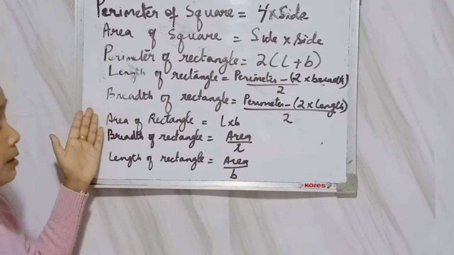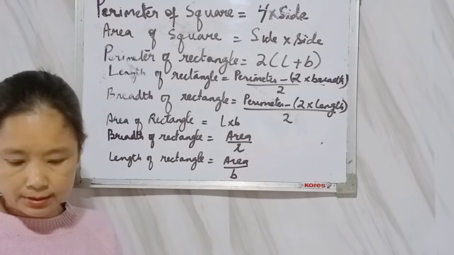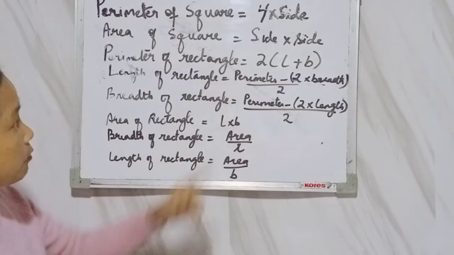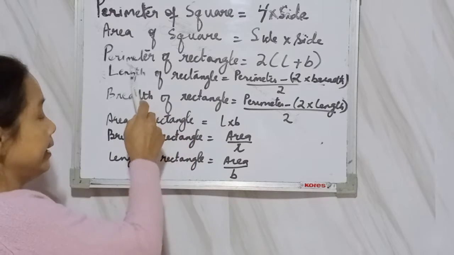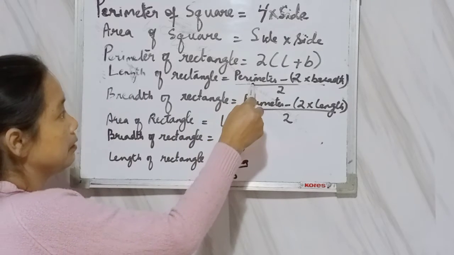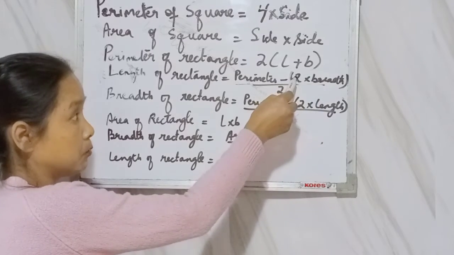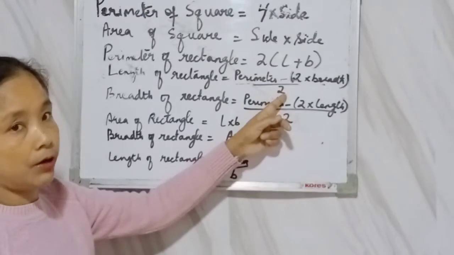So when the perimeter is given, and sometimes you have to find out the length or breadth, you will use this formula. When the perimeter is given and you have to find out the length, perimeter minus 2 into breadth. The length or breadth you will multiply with 2 and subtract it from the perimeter. And then after that you will divide by 2.